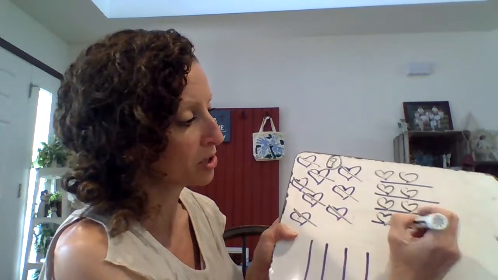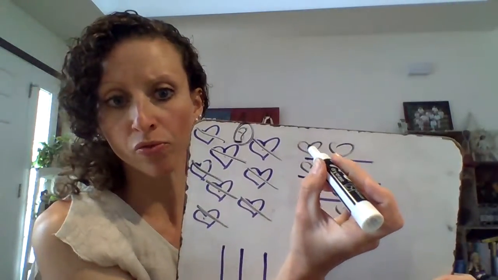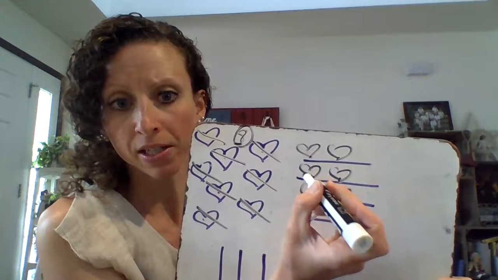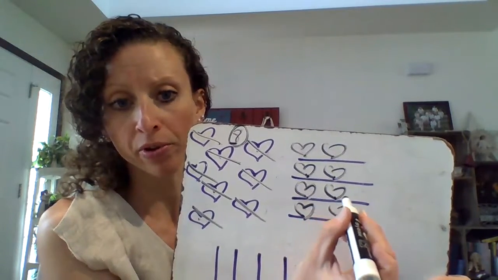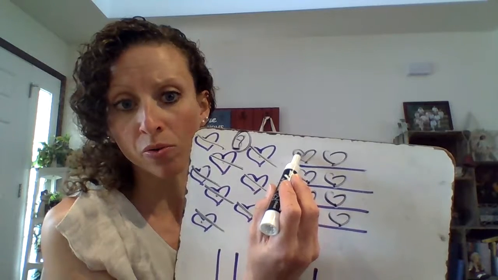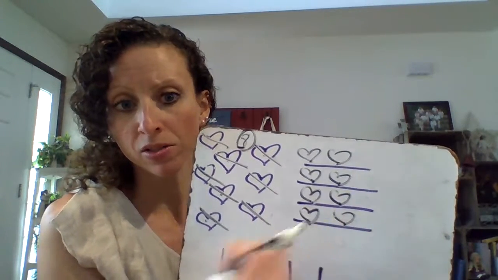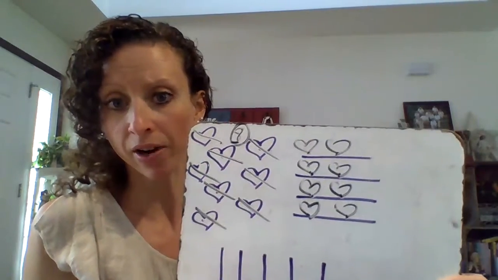Keeping it all organized. Now look, my rows. There are 4 rows. 1, 2, 3, 4. And how many are in each row? 2. 2, 2, 2. And that's 8. 2, 4, 6, 8, right?